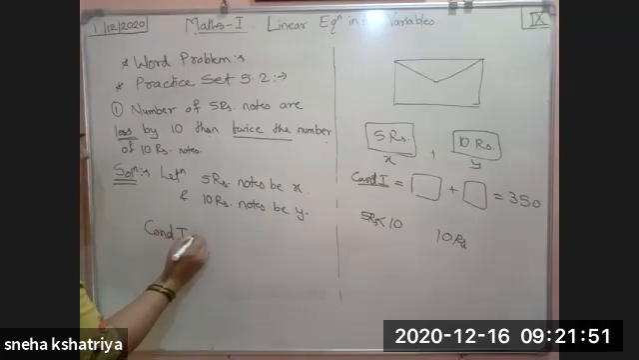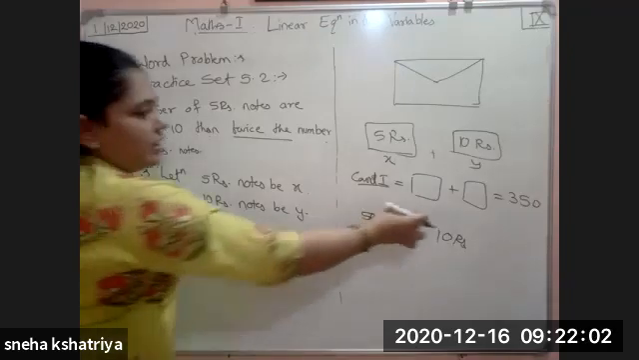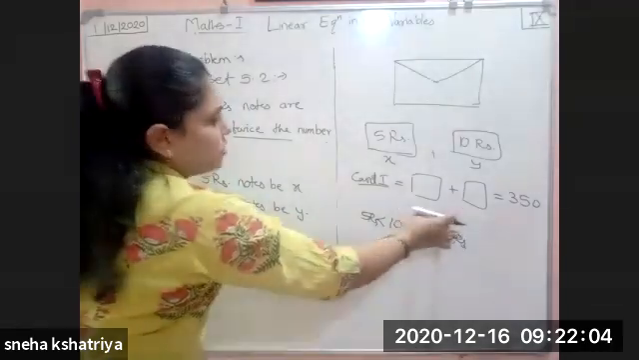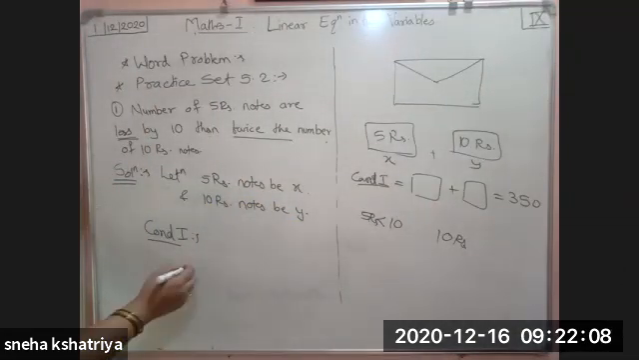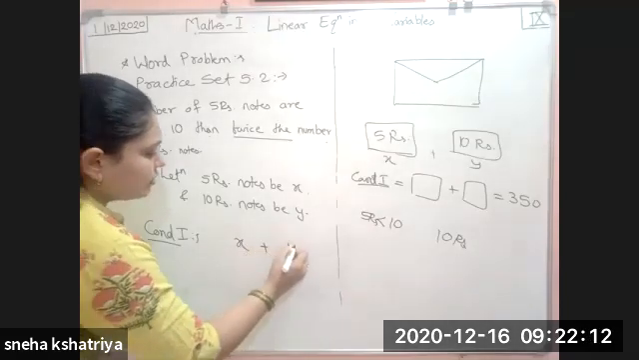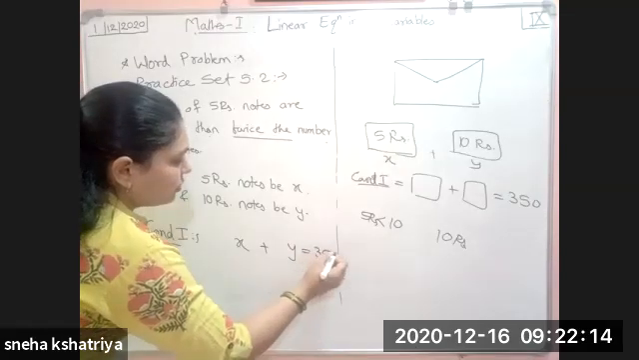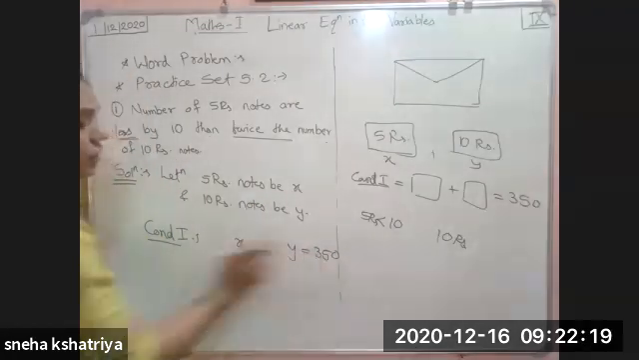First condition. Okay, first condition is what? The total amount of these notes together is 350 rupees. There are some 5 rupees notes, there are some 10 rupees notes, and their sum is how much? Total is how much? 350 rupees. So what is the condition? X plus Y is equal to 350. X rupees notes plus Y rupees notes is equal to 350.